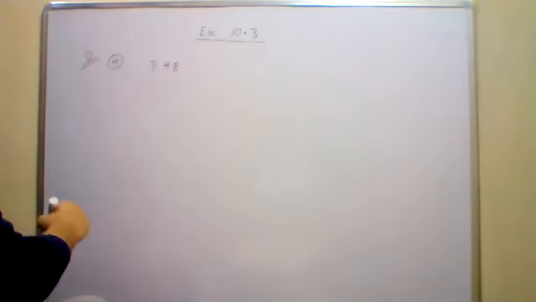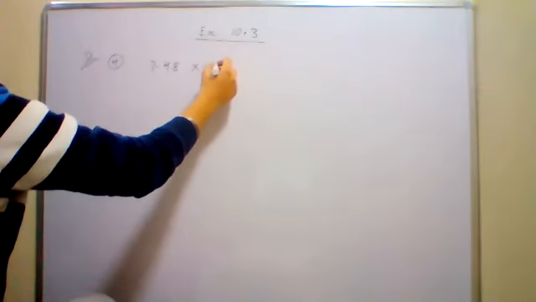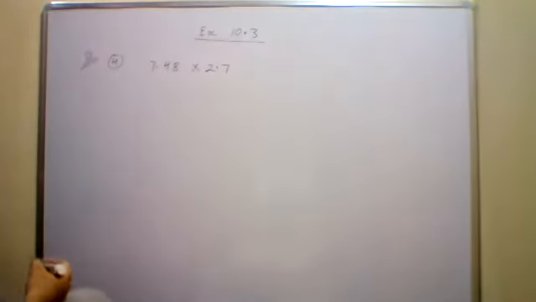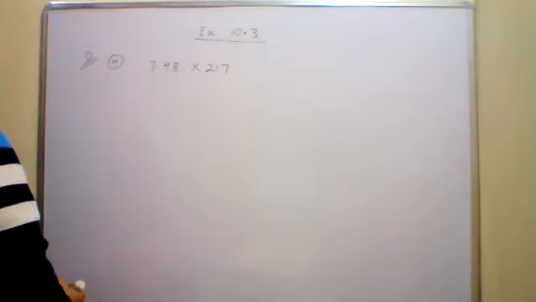7.48 multiplied by 2.7. Sir, I have read chapter triangles and quadrilaterals. It's very good. 7.48 multiplied by 2.7.